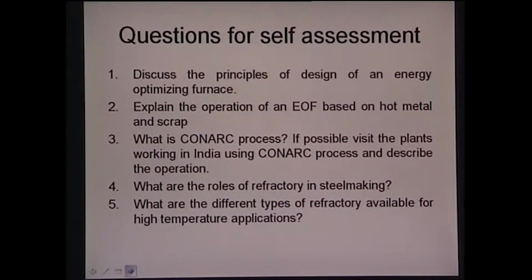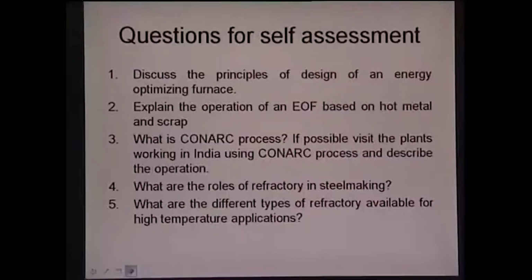Explain the operation of an EOF based on hot metal and scrap. The only important thing is, if you want to have the EOF process for 100% scrap, then a liquid heel is to be provided. I have discussed it, and you can also make the answer over here. What is Konark process? Konark is a combination of converter steel making and electric arc furnace. It is in fact a twin shell concept.